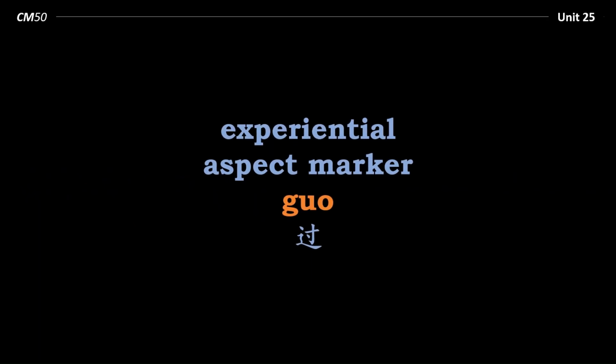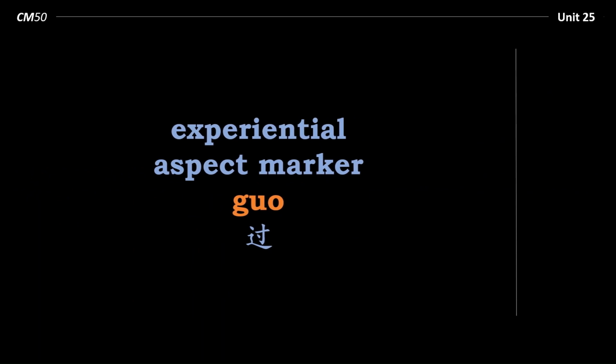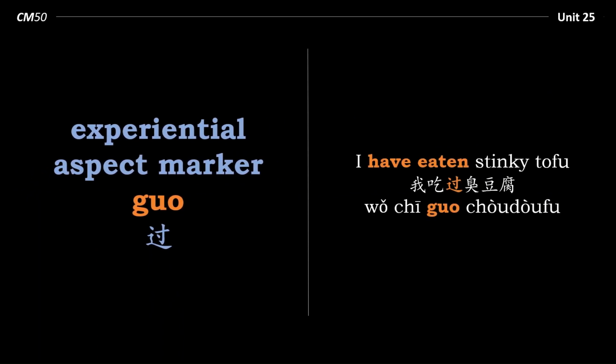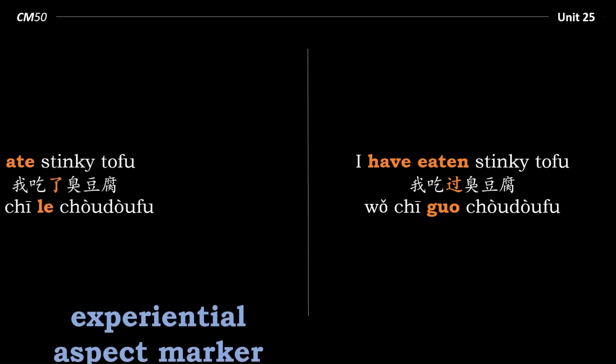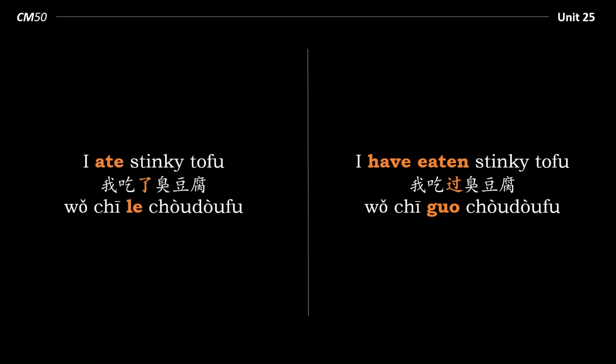So let's see how this works. Have a look at this sentence. I have eaten stinky tofu. 我吃过臭豆腐. So this is emphasizing the fact that I've had this experience. Now compare that with the completed aspect. I ate stinky tofu. 我吃了臭豆腐.